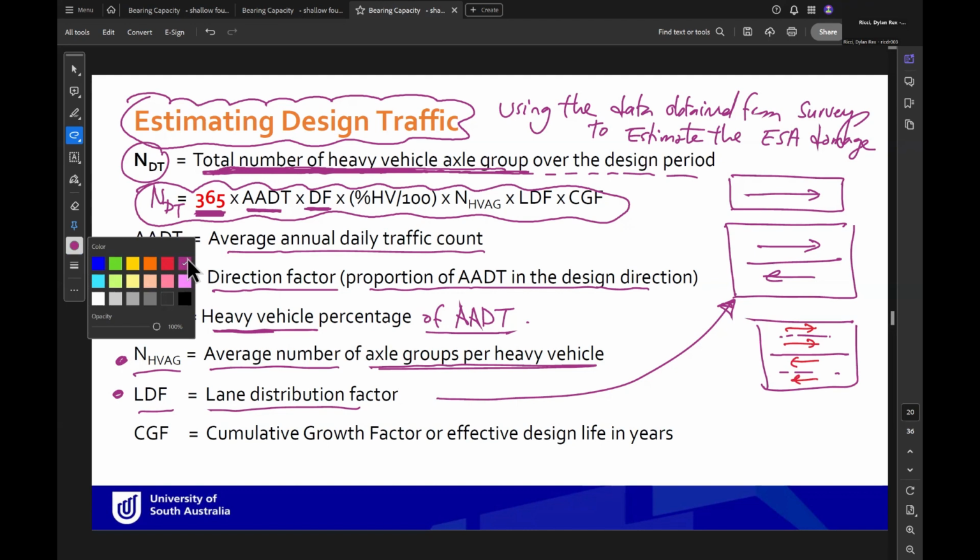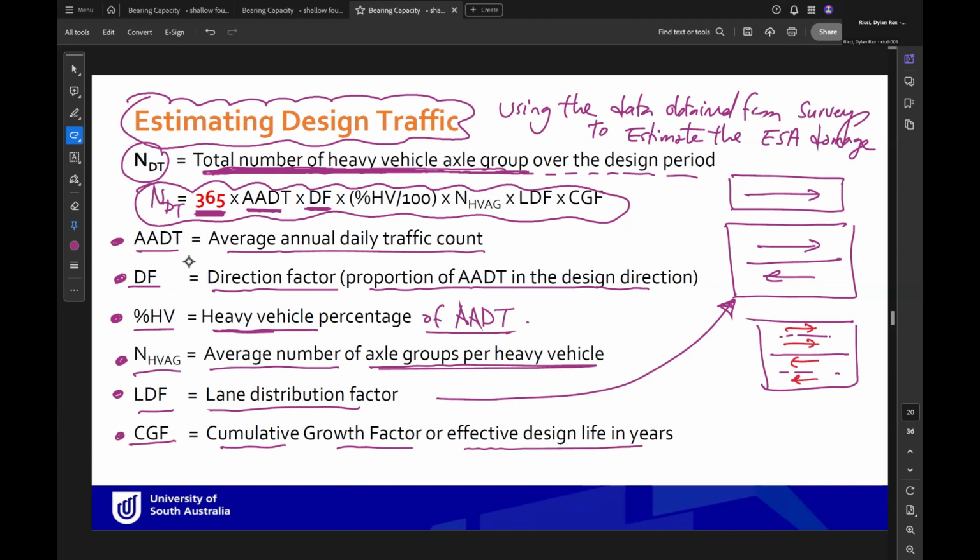The final parameter of this formula is CGF, which is the cumulative growth factor, or the effective design life in years. Because as you know, the population increases over time, so we need to account for the population rise in the future. So this is our formula and these are our parameters. To find NDT, you need AADT, DF, HV, NHVAG, LDF and CGF. So these are the six parameters we have in this formula.